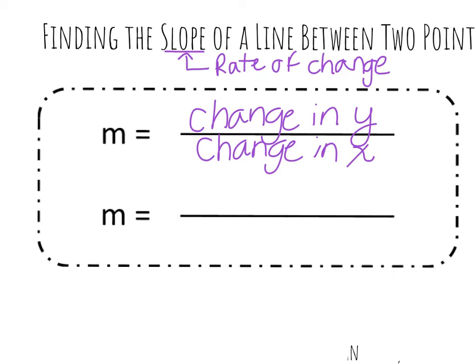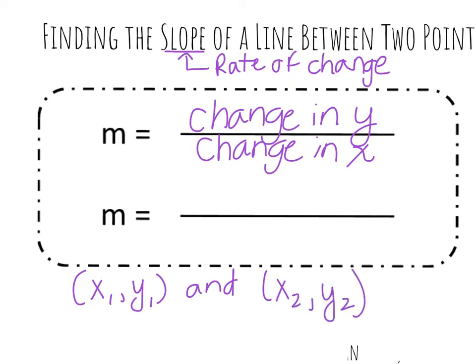Specifically, when you're given 2 points, like x1, comma y1, and x2, comma y2, to find the slope between those, we're going to find the change in y. So in other words, we're going to subtract the y coordinates, and we're going to divide it by the change in x, or subtract the x coordinates.